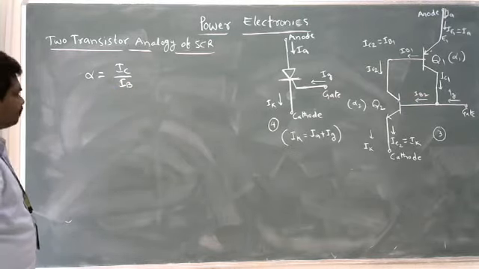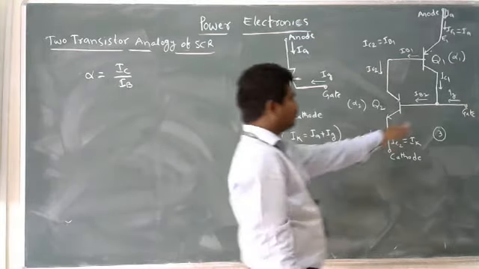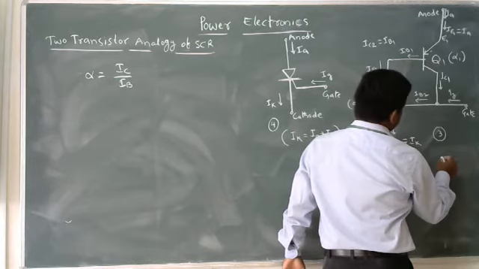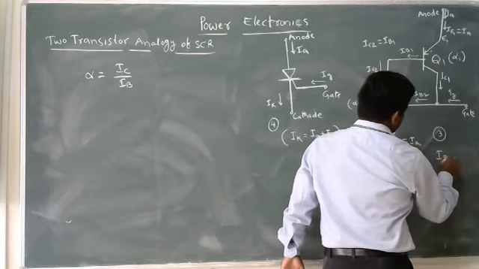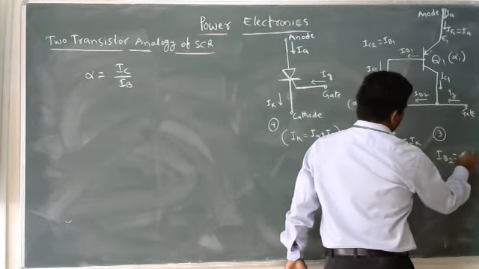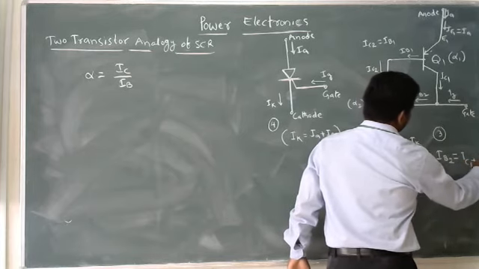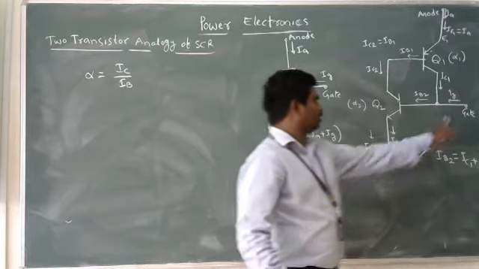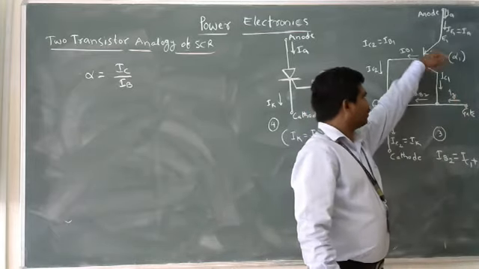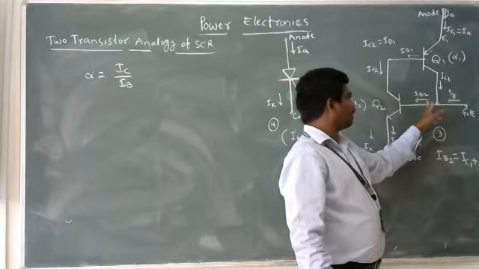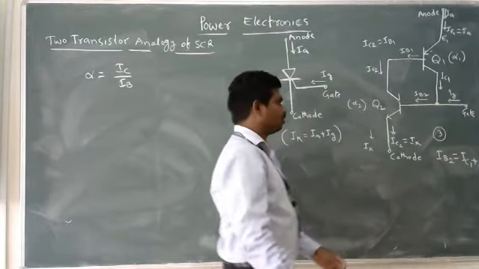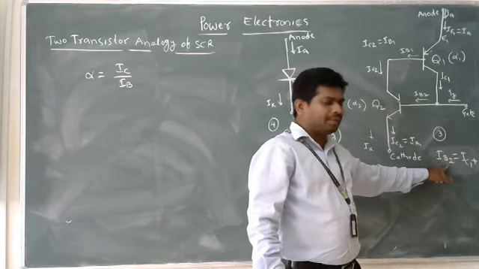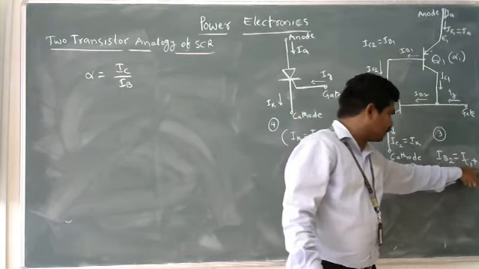Next, look at this. Here we have a node point. When you apply KCL to this node point, you will get IB2 is equal to IC1 plus IG. Look at this: this current is entering into the node, but the IB2 current is leaving from the node. Then I am applying KCL here, and thereby I am getting IB2 is equal to IC1 plus IG1.